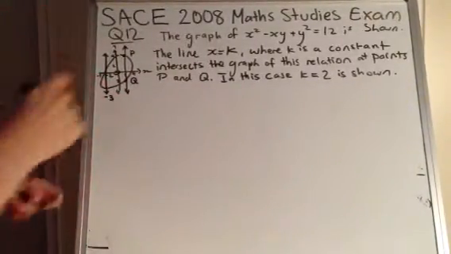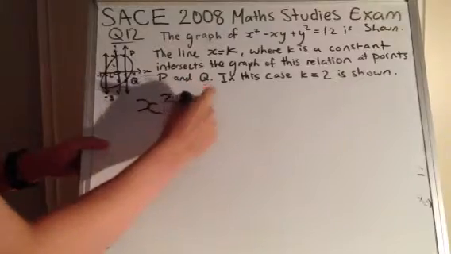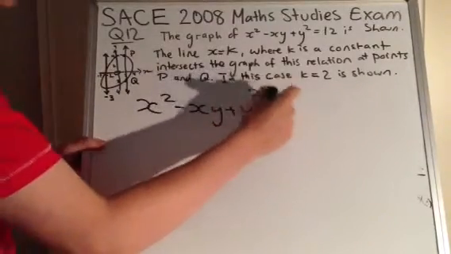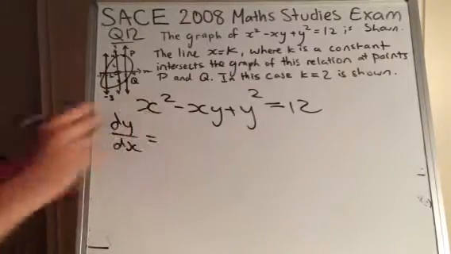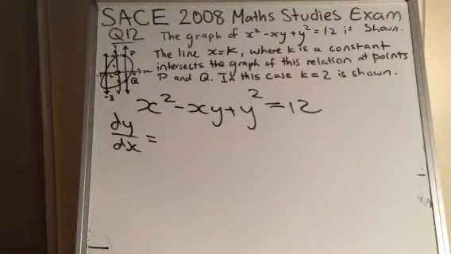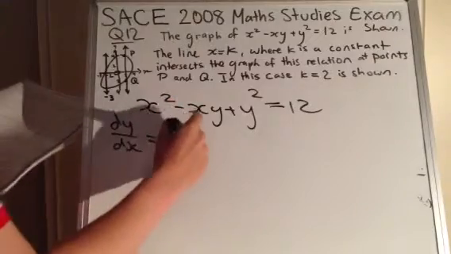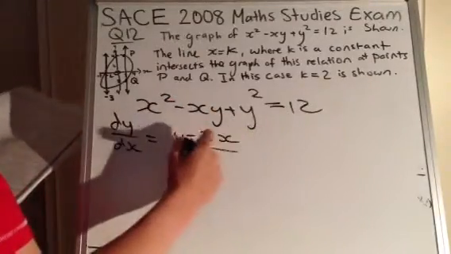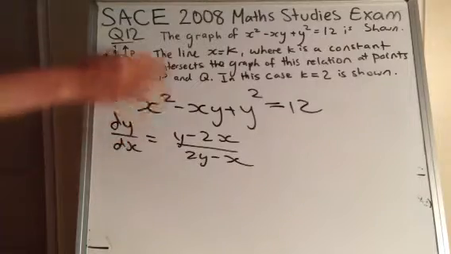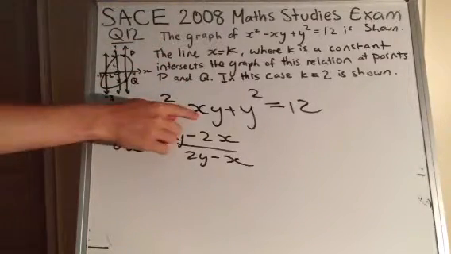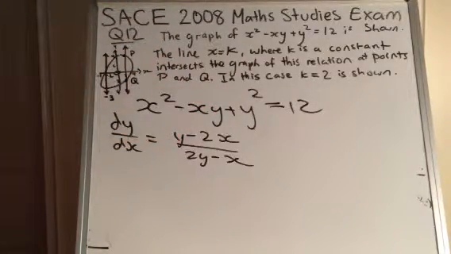Okay, so we have x squared minus xy plus y squared equals 12, and it says show that the dy over dx of that is going to be equal to, and it gives it as (y minus 2x) over (2y minus x). Okay, so we have to show that. Well, let's think about it. We have x values and y values. We have a product rule here because we have two terms multiplied by each other.